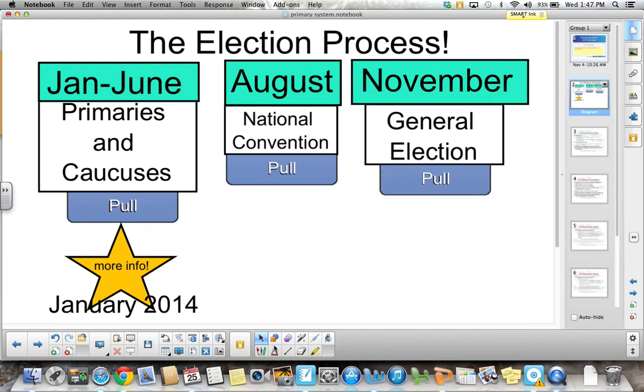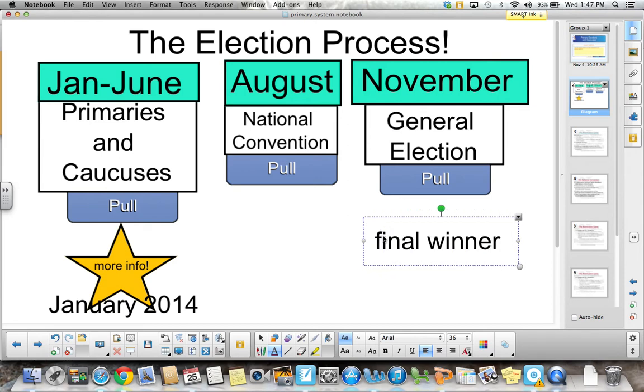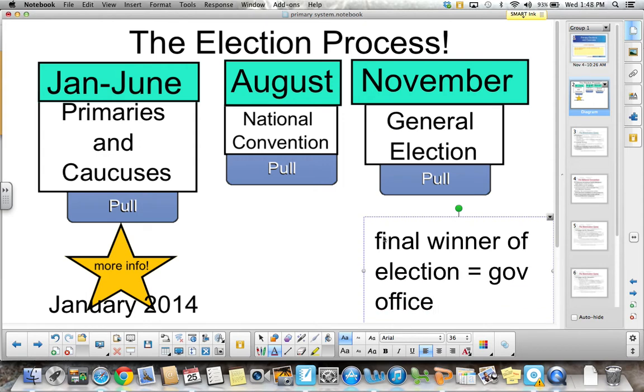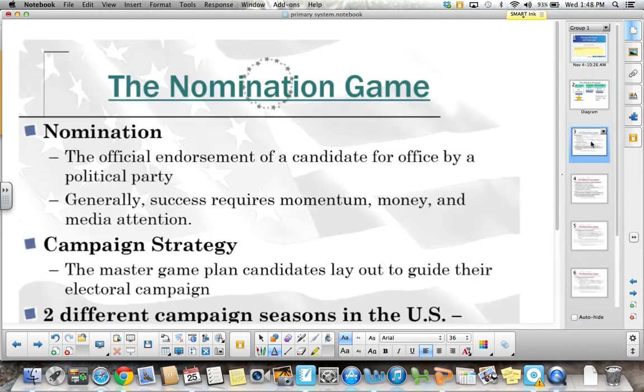A general election is when you are finding the final winner of the election. And the final winner of the election is the person that will be in government office. If you win a primary or caucus, that just means you are one step closer to being able to run in the general election. So let's go on to the next slide.